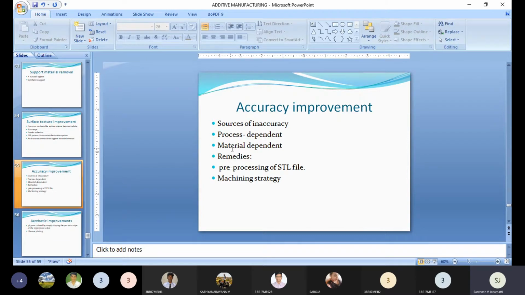Sometimes the process is perfect, and the operating engineer or technician is well knowledgeable, well skilled and well experienced, but the second reason is material dependent. The material dependent inaccuracy includes shrinkage effects, which can be compensated.